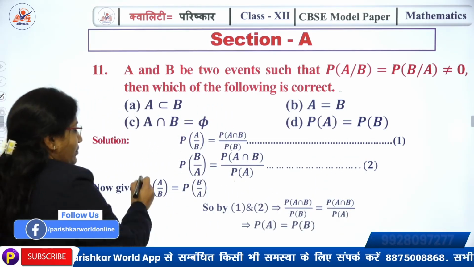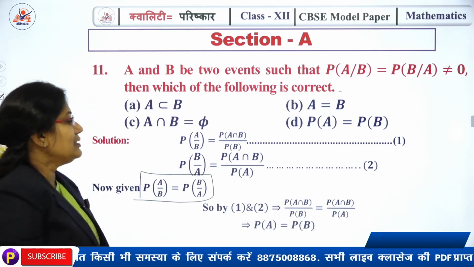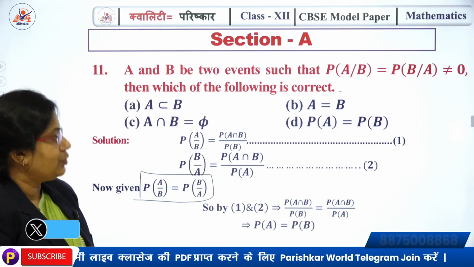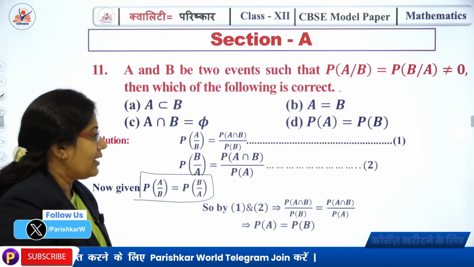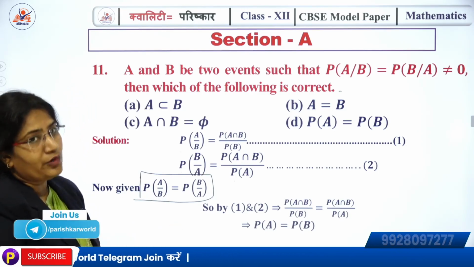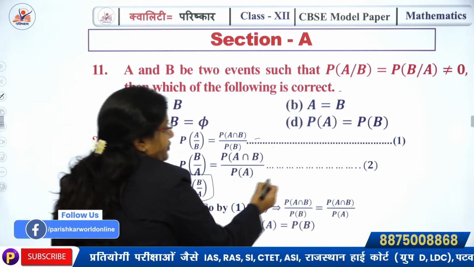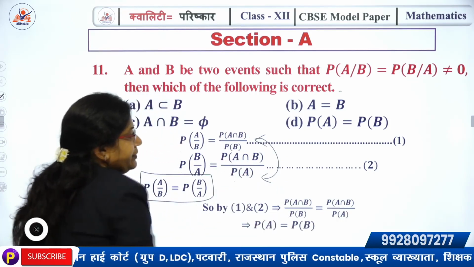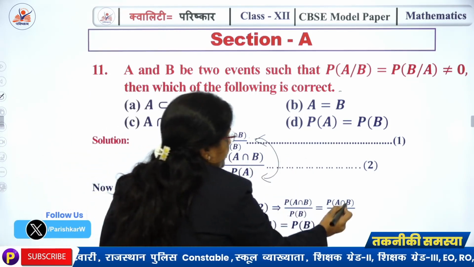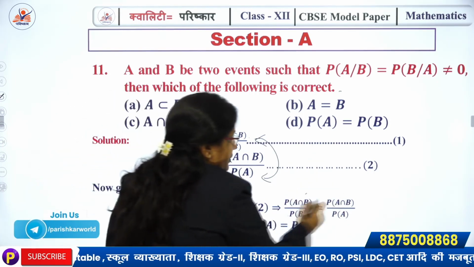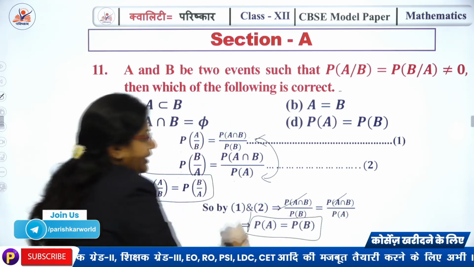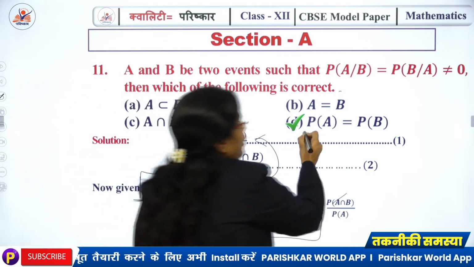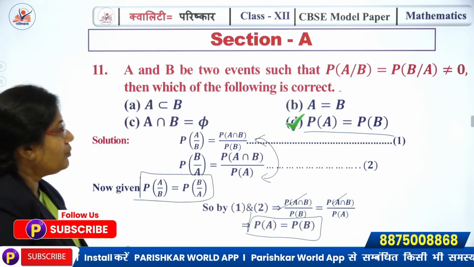Given that the probability of A by B is equal to probability of B by A. As you can see in equation number 1 and 2, LHS of both the equations are equal. That means automatically the RHS will be equal for both the equations. Probability of A intersection B upon probability of B is equal to probability of A intersection B upon probability of A. We can cancel out this. The remaining term will be probability of A is equal to probability of B, which is in option number D. That means the correct option is option number D. I hope you understand this question.